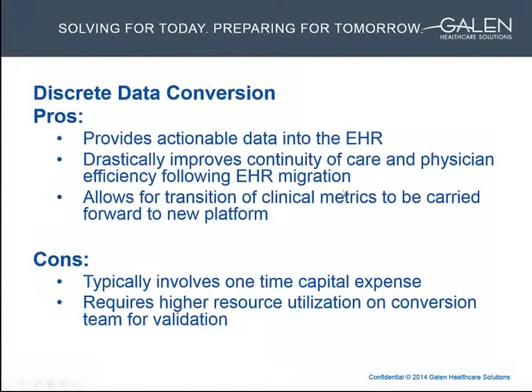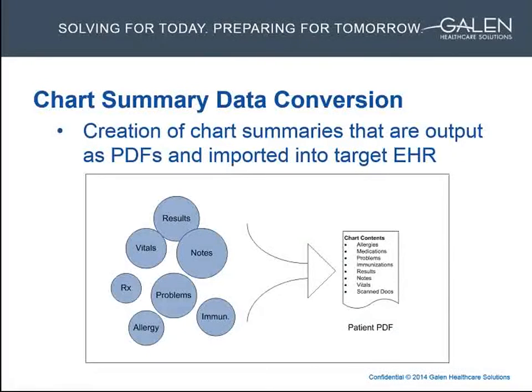The fifth option is what I call a chart summary data conversion. This option is a creation of a chart summary, typically a PDF, that's imported into your target EHR. As you see in the graphic below, the chart summary typically combines the key data elements that have been identified as being relevant to your data migration, which get sorted and placed into a chart that's output as a PDF and can be imported into your target EHR.